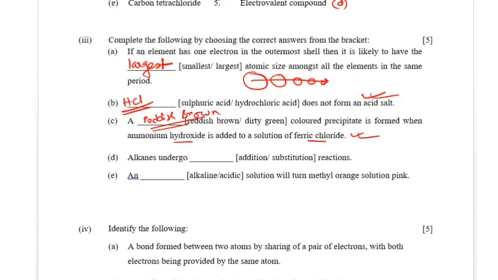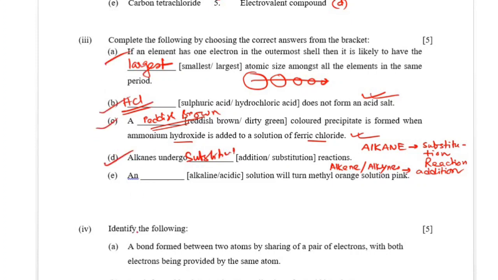Now question number D. Alkanes undergo addition or substitution reaction. We know that alkanes undergo substitution reaction, whereas alkenes and alkynes generally prefer addition reaction. So the right answer is substitution reaction. Next, the last question: a dash solution will turn methyl orange solution pink. We know that in acidic solution methyl orange turns pink. Therefore the right answer should be acidic.